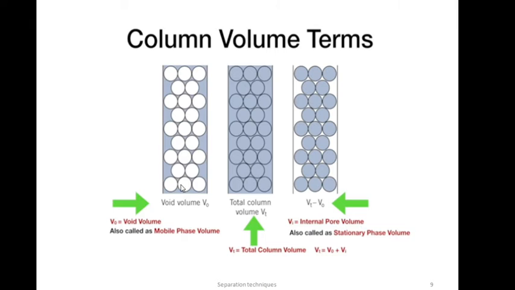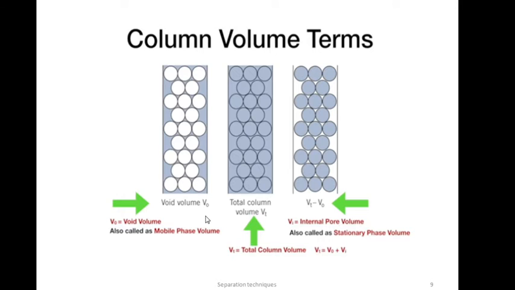So when you look at the column, I told you they are circular beads. The volume of the circular beads is Vt minus V0. What is Vt? Vt is the total volume of the column, along with the beads and that of the solvent. What is V0? The volume which you're going to get after removing these beads. You're not considering these beads in V0. That is the void volume.